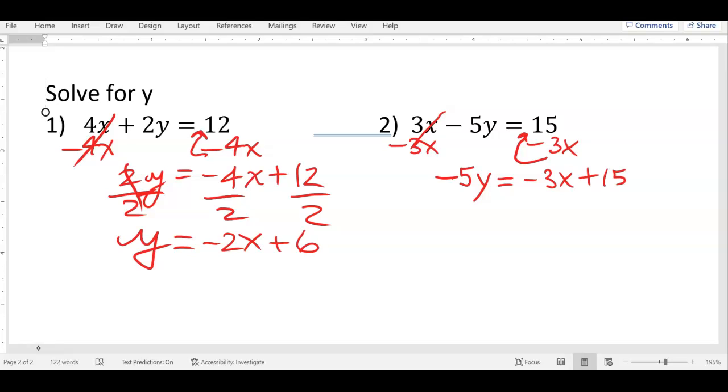Okay, now, last step. How do I get rid of a negative 5 in front of y? Divide by what? Divide by the exact same number, which is negative 5. Okay? Because you want those negatives to cancel out too. Okay? So we're going to divide by negative 5.